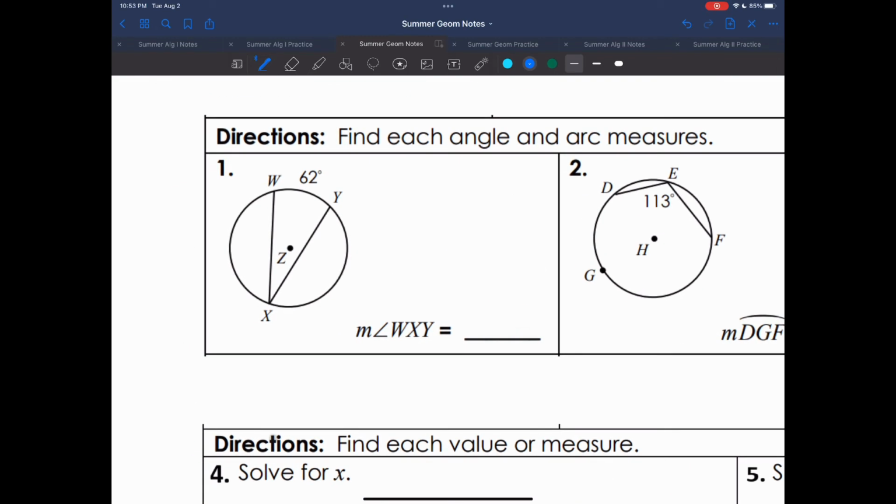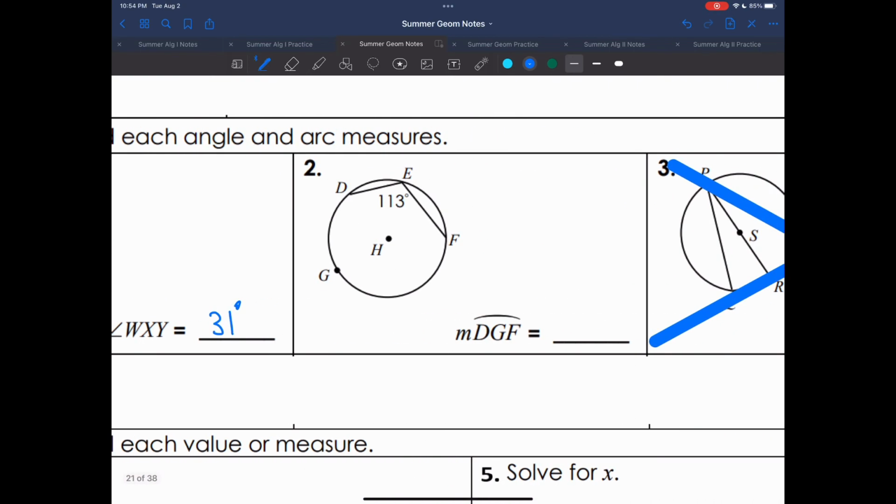Okay, number 1. Find each angle and arc measure. This one wants me to find specifically the measure of angle WXY. Let's locate it. W to X ending at Y defines this angle. This is going to be the easiest type of problem. You're just going to take 62 degrees and divide that by 2. What's half of 62 degrees? That would be 31 degrees, and that's your answer. Pretty easy.